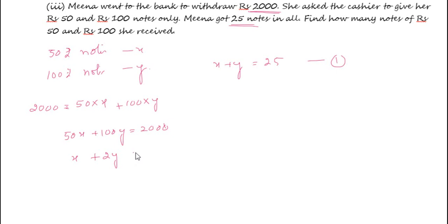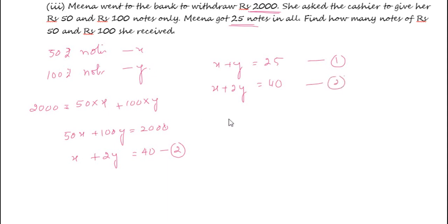we get x plus 2y. Divide all the terms by 5, 200 divided by 5, that is 40. So this is the second equation. Now let us take these two equations, x plus 2y equal to 40, equation number 2.